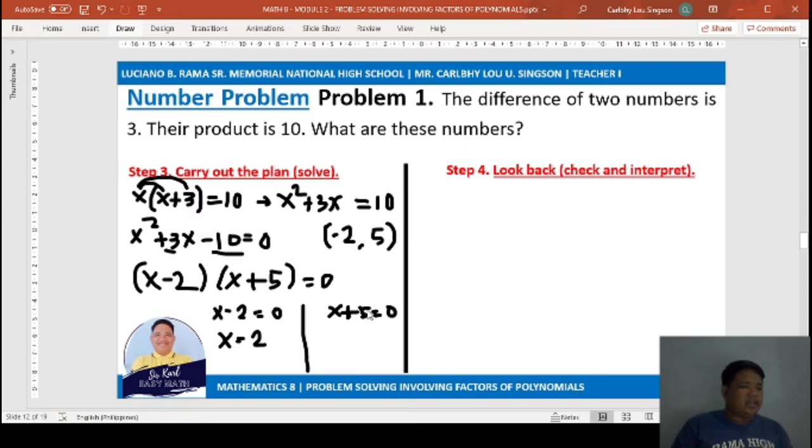Wait. X is equal to, let me just erase this one. X will be equal to negative 5. Right? So basically, here we have two values of x. The first one, we have x is equal to 2, and the second one is x is equal to negative 5. All right, so our x plus 3, the second number, is just equal to 5, right? And here, the second number is negative 2, right?